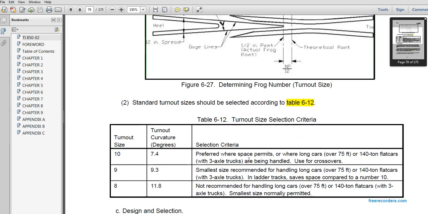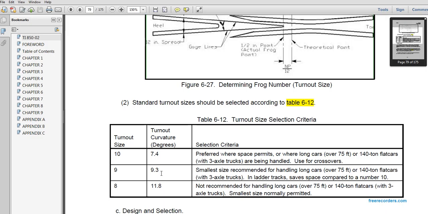Standard turnout sizes should be selected from Table 6-12, turnout size selection criteria. A number 10 turnout has a curvature of 7.4 degrees. It is preferred where space permits, and where longer cars over 75 feet or 140-ton flat cars with three axles are being handled over crossovers.